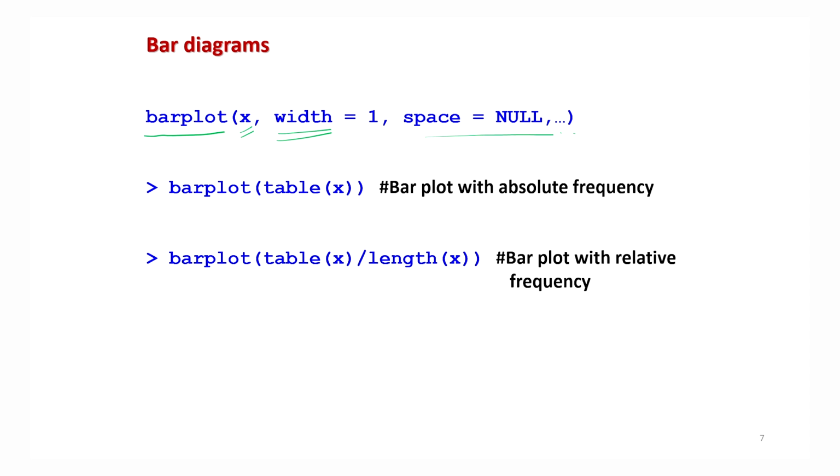The best way to understand the meaning of width, for example, is to create the same bar plot for the same data set just by changing the width. Try to take width equal to 1 and try to take width equal to say 5, and see the difference in the two graphics. That will give you an idea of how the value of width is affecting the width of the bars.